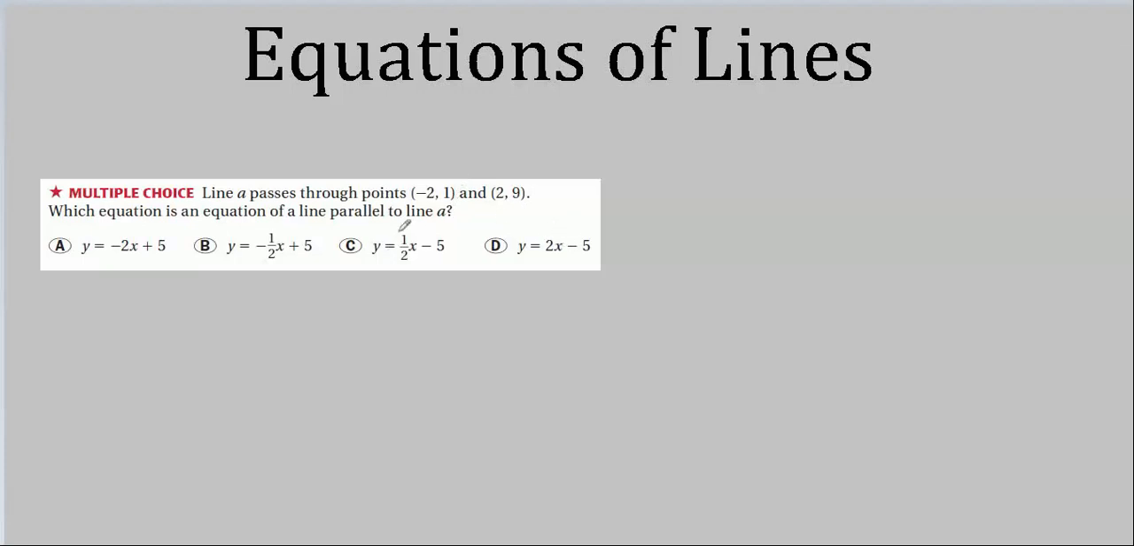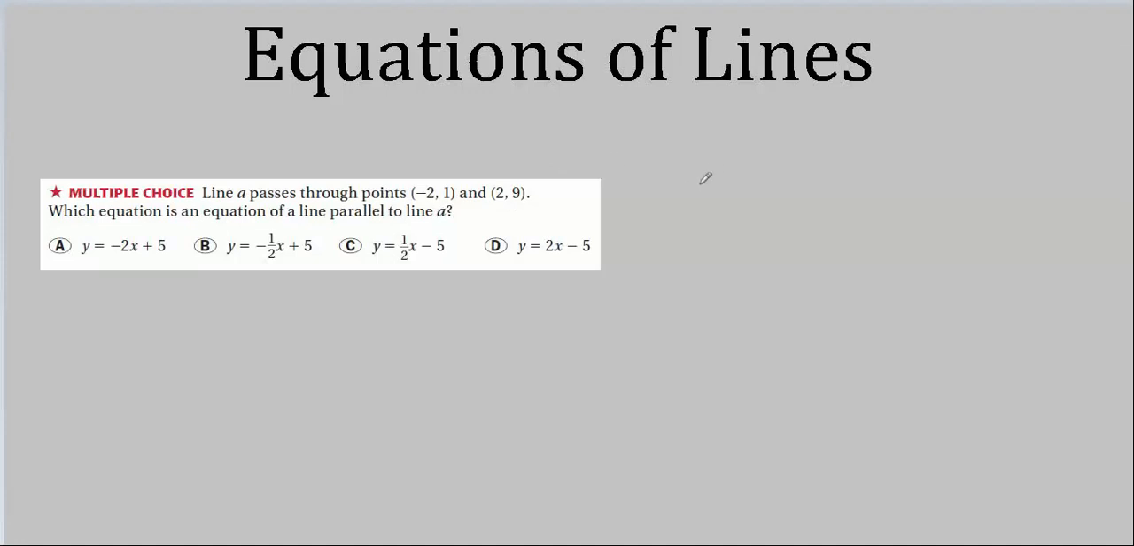Well, they're not asking you to find one exact. They're just asking you to find one that could be. Which one would potentially work? And what do we know about parallel lines? If we have equations for a line, what is it that tells us they're parallel? It's the slope, right? So what's the slope here?